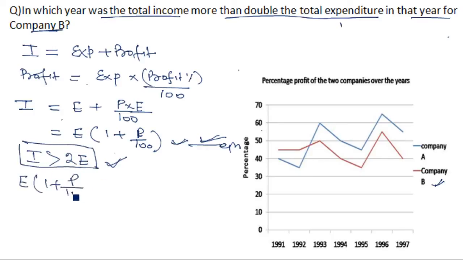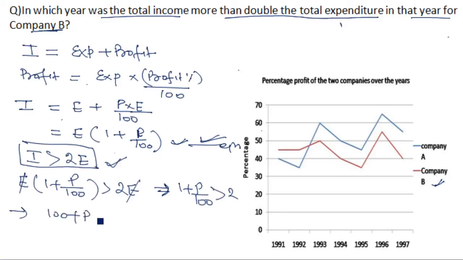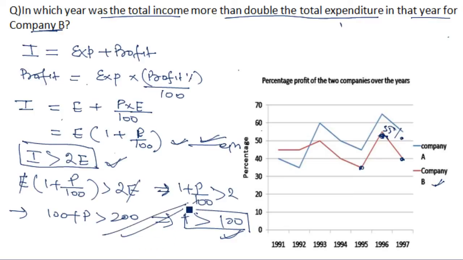This is key. Now using equation 1, we get E cancels out, 1 plus P by 100 is greater than 2, we get 100 plus P greater than 200, P greater than 100. So that is not possible. Here you can see B is never more than 100%. The maximum value is 55%, right? So no year is as such, right?